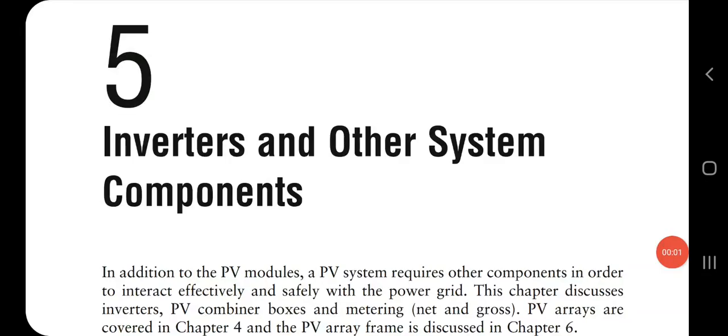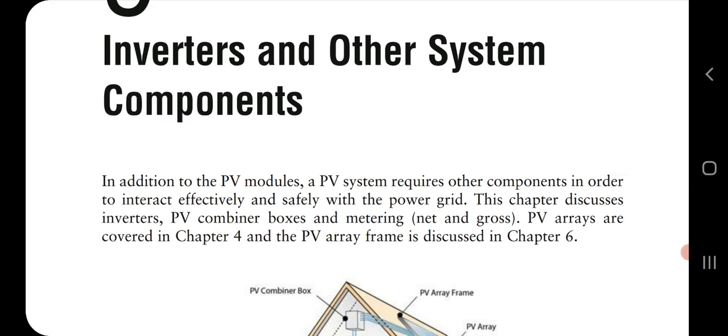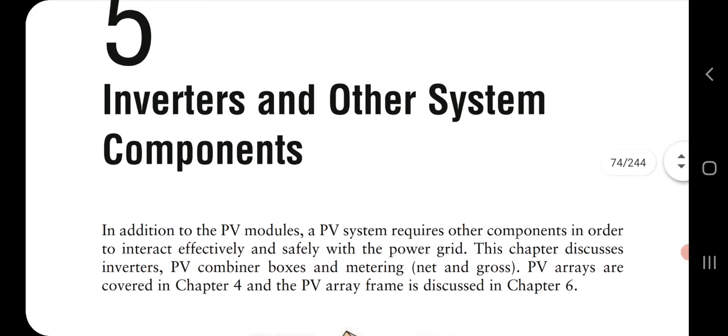Let us start with module 2. Module 2 consists of the inverter and other system components. We already know that PV arrays or PV modules are required to produce electricity, but there are many other pieces of equipment associated with the PV modules to convert electricity from DC to AC. PV modules, PV arrays or PV cells produce only DC supply.